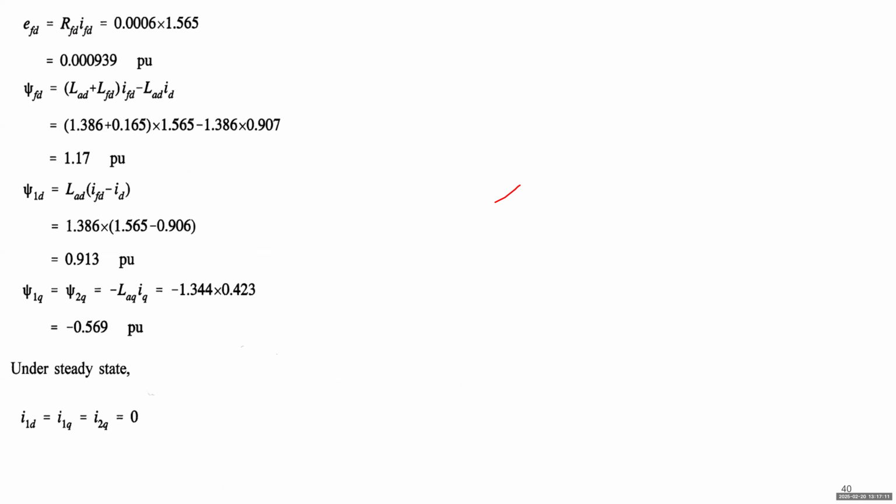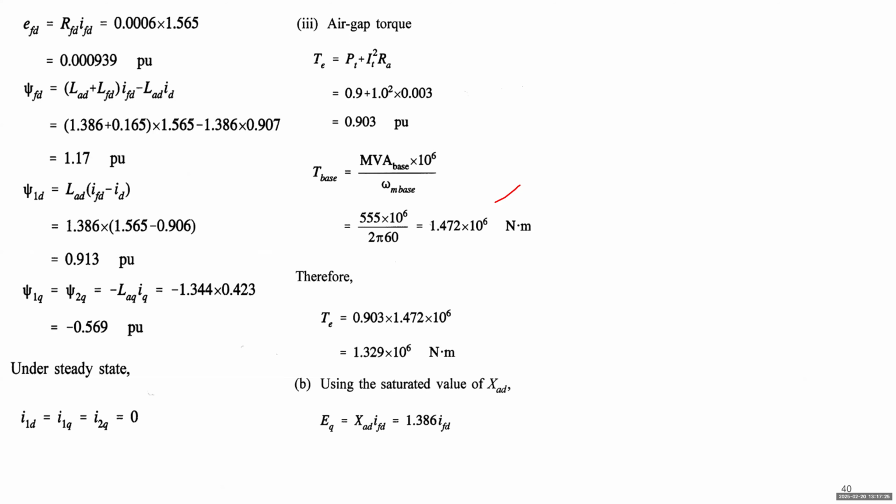To continue the calculation, those are basically just from that slide with all the equations for static condition. And under static condition, all the damper winding currents are 0. To calculate air gap torque, and also base, you can calculate the electric torque, mechanical torque, using the saturated value of LAD. LAD multiplied by omega will be SAD. So in per unit, that will be the same.